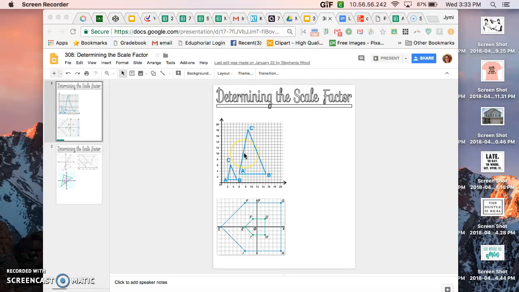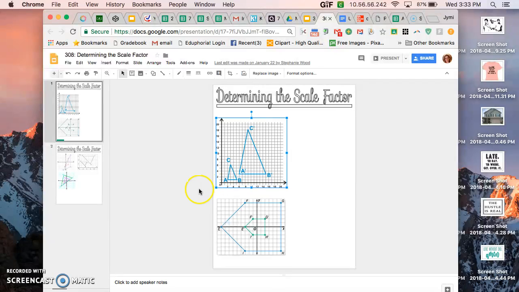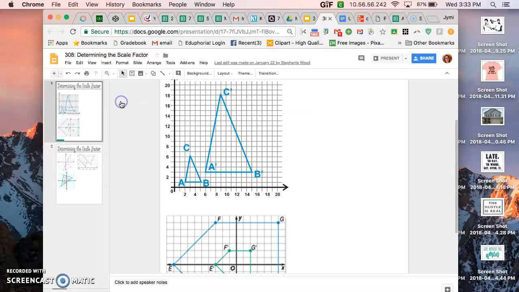Okay guys, these are the last 2 pages in your notebook. And so all you have to do for this is just determine the scale factor. If you remember from our lesson, the scale factor was how much we were multiplying our pre-image by to get our image. And so in this case, A is (2, 1) and A prime is (6, 3).